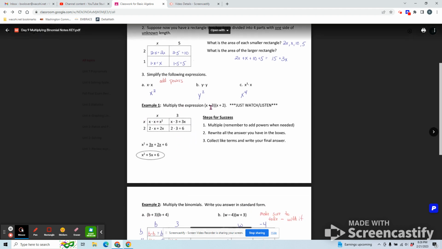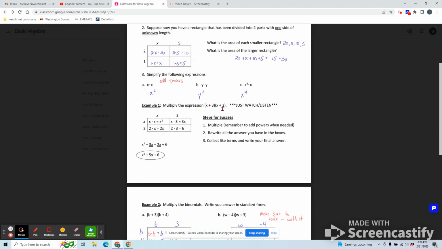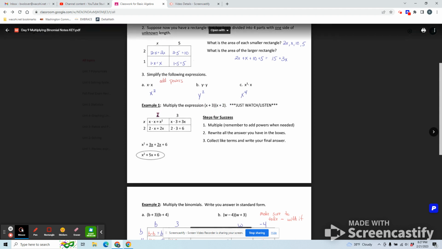I have x plus 3 times x plus 2. So think about what we did in the warm-up. To find the area of a rectangle, we did length times width. Well, in this case, my length is x plus 3, and my width is x plus 2. Now, those two could be switched, it doesn't matter. But the point is I'm going to multiply this by this.